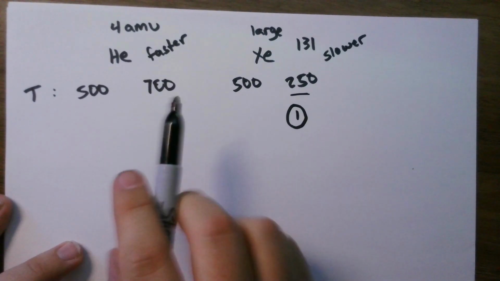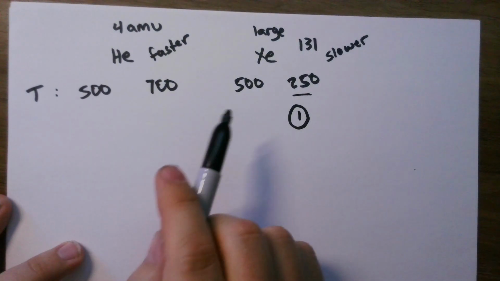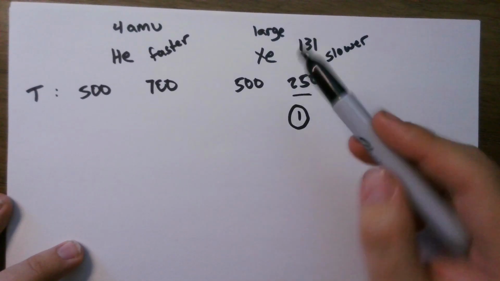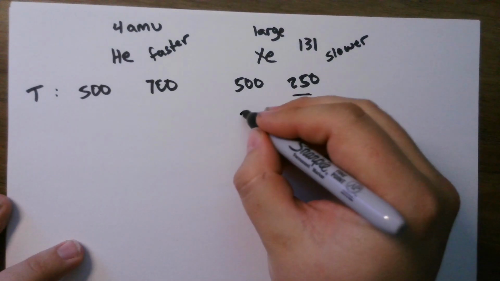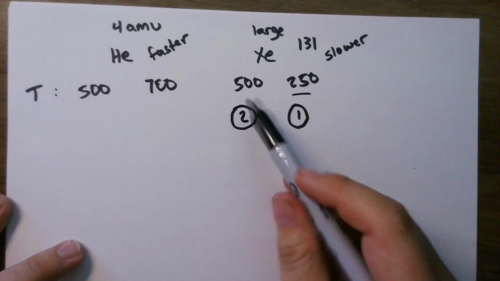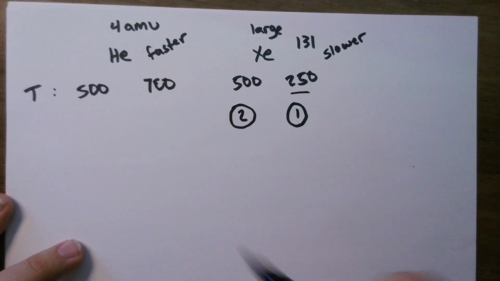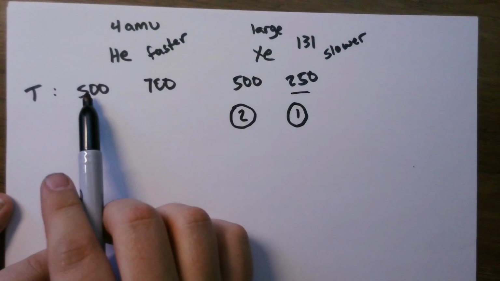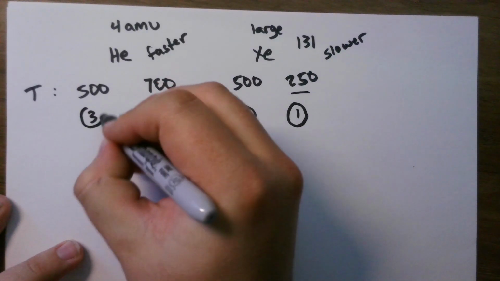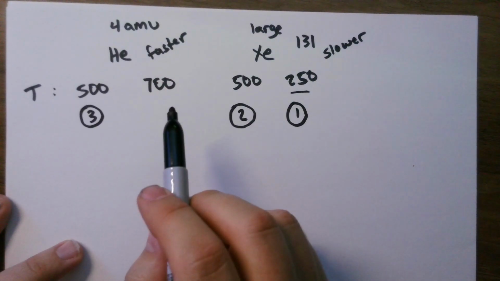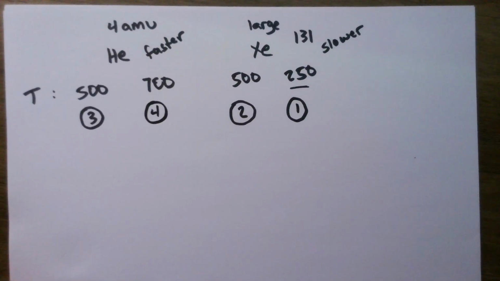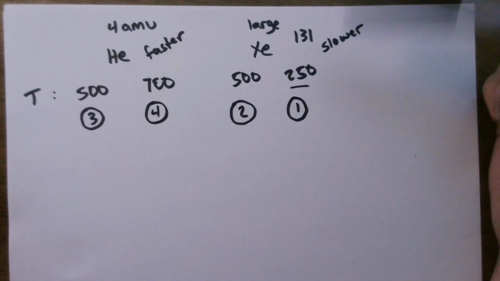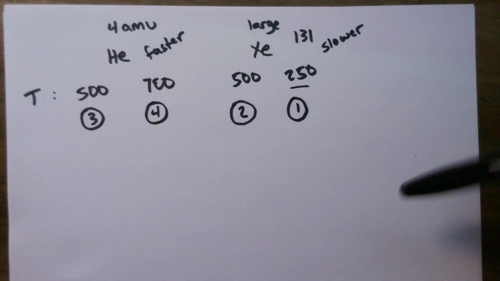For the next one, we have two things at 500, so they should be tied if they were the exact same molecule, but again, xenon is much larger than helium. So even though they're at the same temperature, this one will be number two. It's a larger molecule, it'll move slower. Of my two heliums, the one at 500 will be next. And then 700 Kelvin is the highest temperature with the smallest particle, so it has all the conditions to be the fastest molecule here.